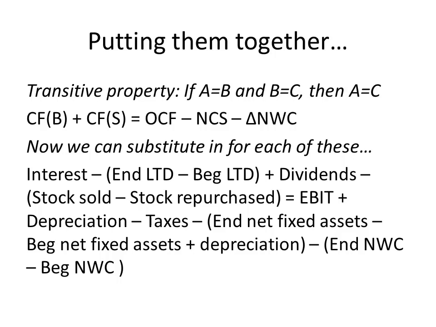Since we have two equations here that both say equal to cash flow from assets, those things also must be equal to each other. So on the left-hand side here, we have cash flow to bondholders plus cash flow to shareholders, and that's equal to, on the right-hand side, operating cash flow minus net capital spending minus the change in net working capital. Now we've seen before that these things all have subcomponents that are used to calculate them, so now we can substitute in those items.